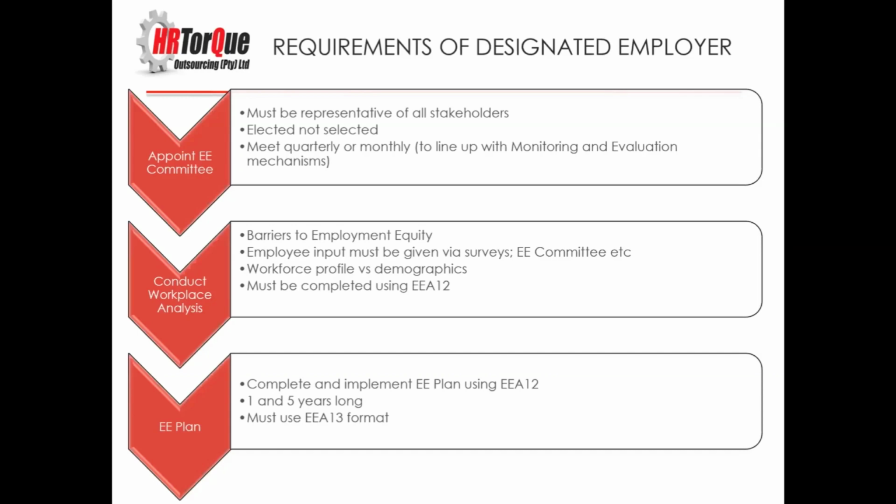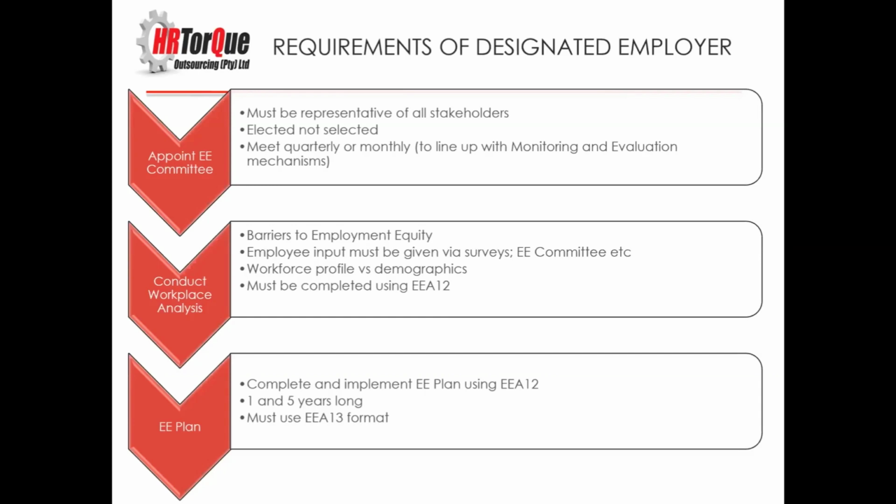Part of the equity plan as well is putting in place targets to achieve your numerical goals. So we will say at the end of 5 years, we want to have X amount of African, colored, Indian, white. And we then have targets that say at the end of year 1, this is what we want to achieve, year 2, 3, 4, etc., so that we can monitor and evaluate how we are progressing. And that then gets put into your employment equity file.